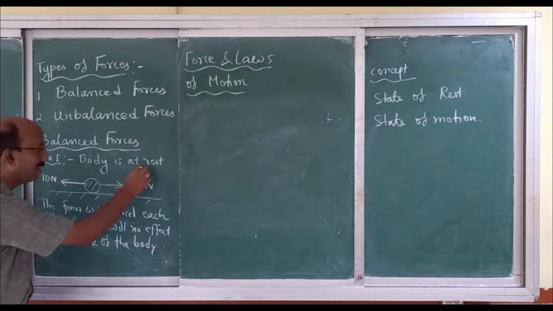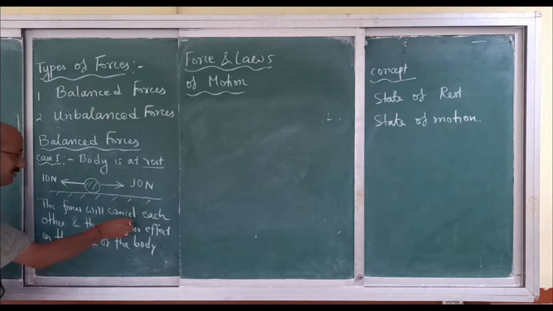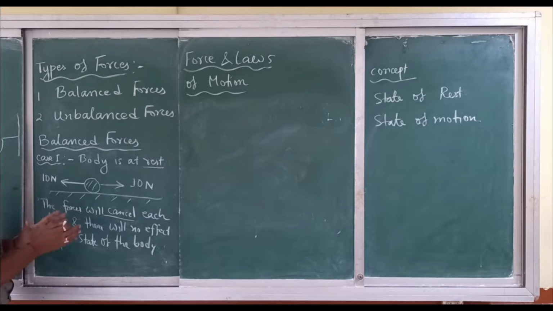The body was at rest before the application of the forces. Now even after we apply the forces, the body still remains at rest. Why is the body still at rest even after the application of these two forces? Because these two forces are balancing each other, means they cancel each other. So such types of forces are called balanced forces. You can see that the total force acting on the body is 0, because 10 Newton and 10 Newton balance each other, 10 minus 10 becomes 0.